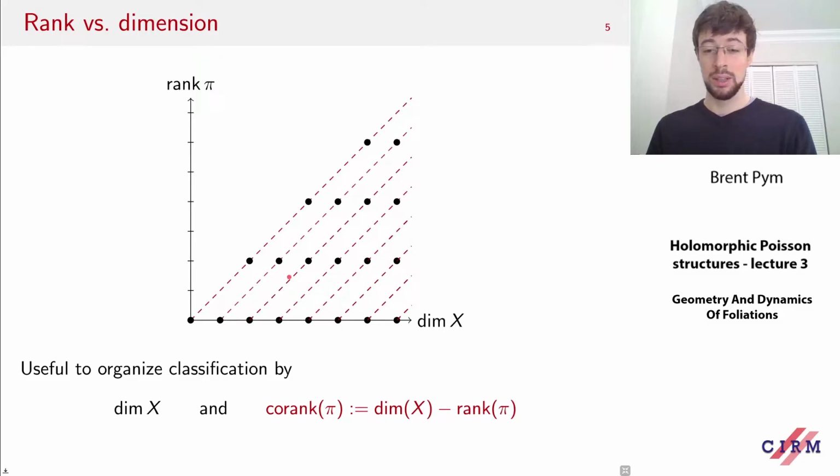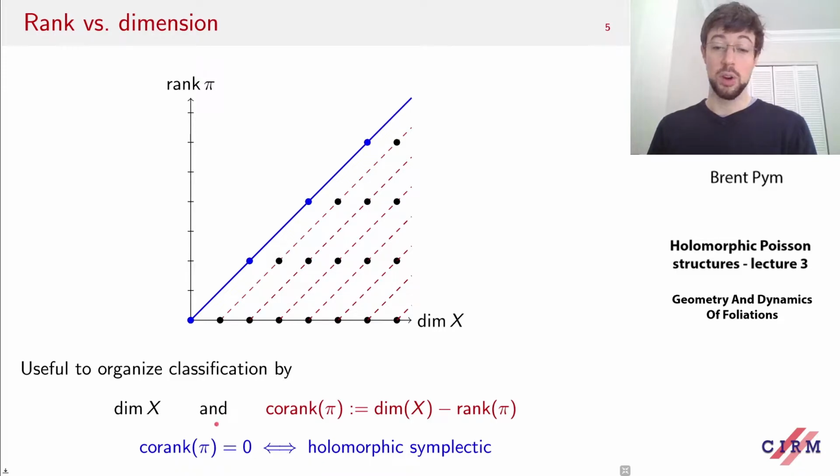Okay. So somehow the simplest case is when the co-rank is equal to 0, so the rank is equal to the dimension of x, and that's this blue line, which is the boundary of our region. If the co-rank is equal to 0, that means that the Poisson structure is non-degenerate. So that's the case of holomorphic symplectic manifolds. Let's start there.